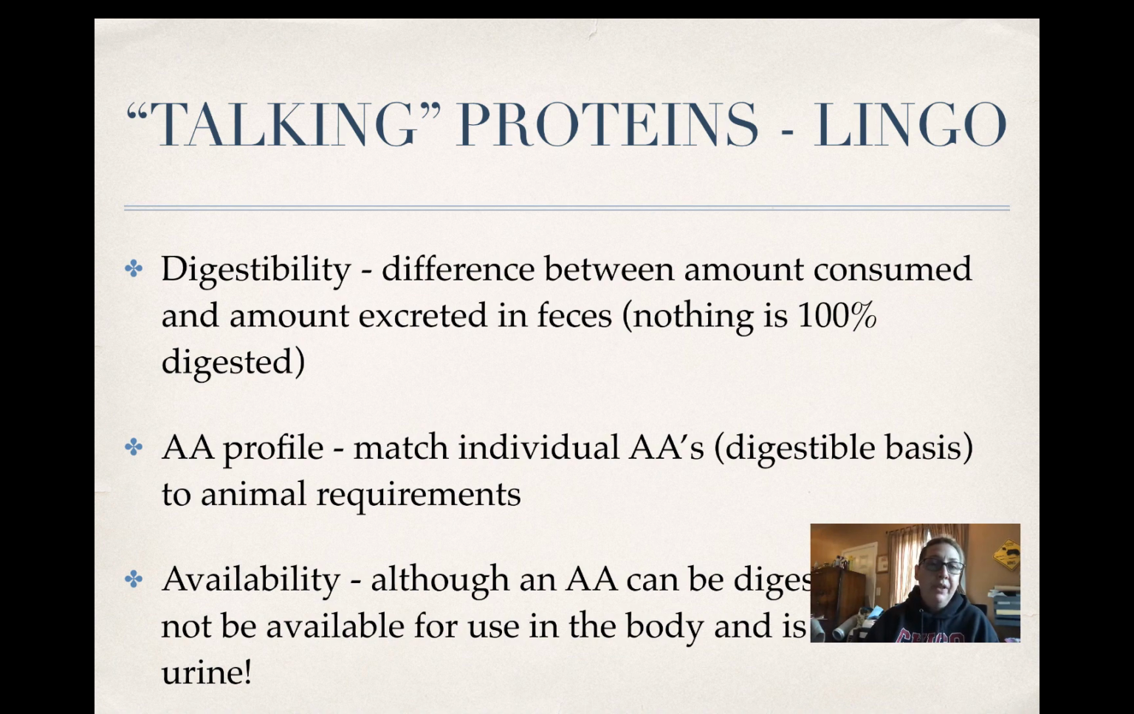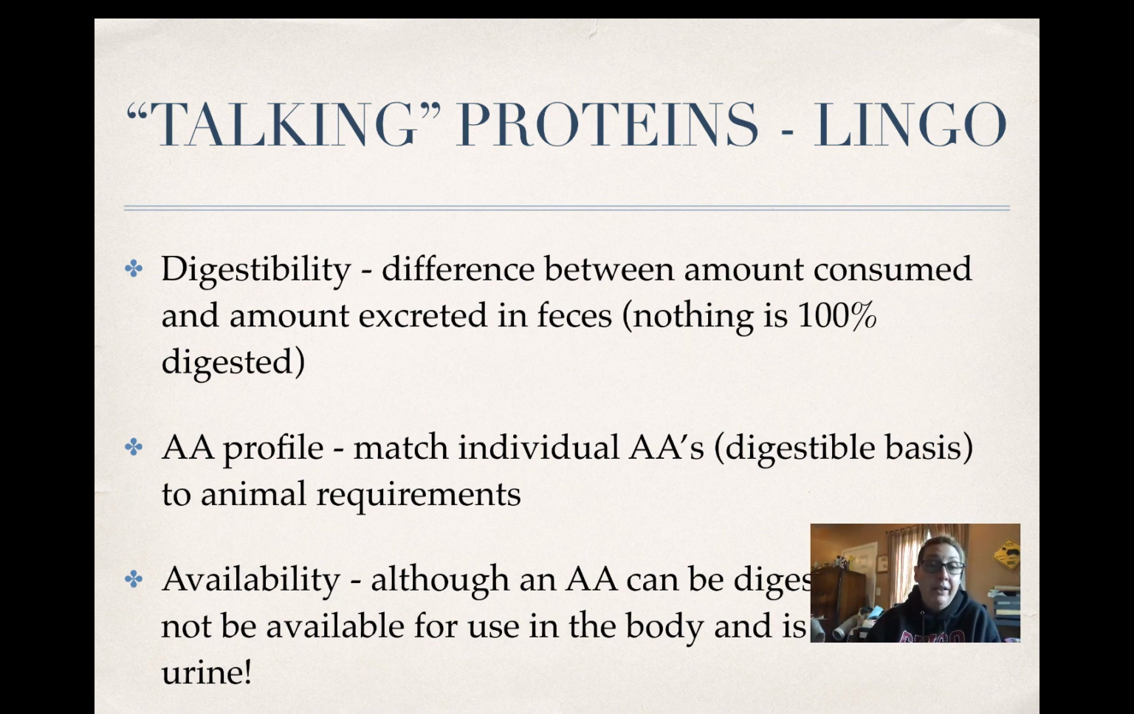We talked briefly about digestible protein, just to make sure we're clear. It is the difference between the amount eaten by the animal, so how much protein did that sheep eat, and then how much protein came out in the feces, because nothing is 100% digested. And so that's what we're defining as digestible.